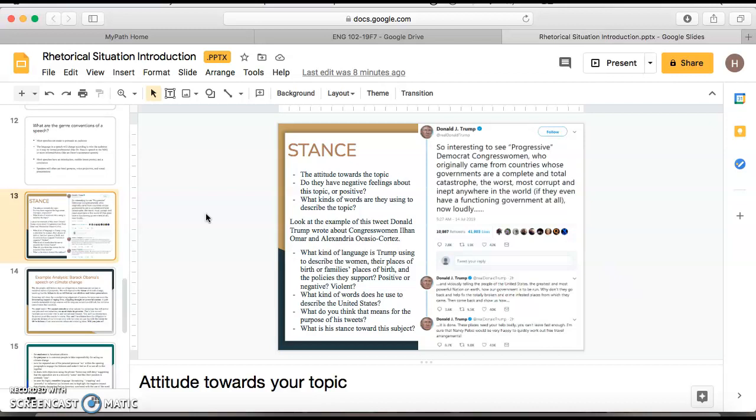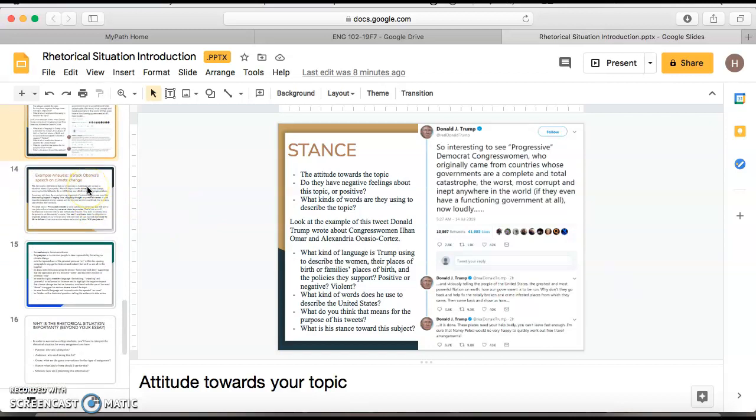As in, we wouldn't normally see a president using this kind of language to talk about a fellow politician, even someone who might not have the same views or support the same policies as he does.